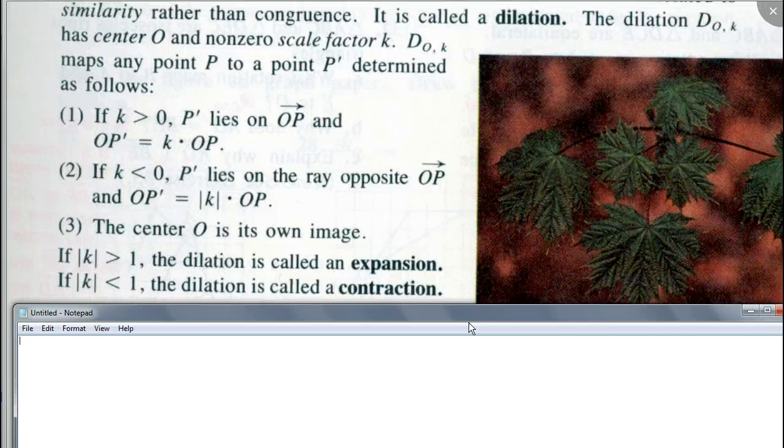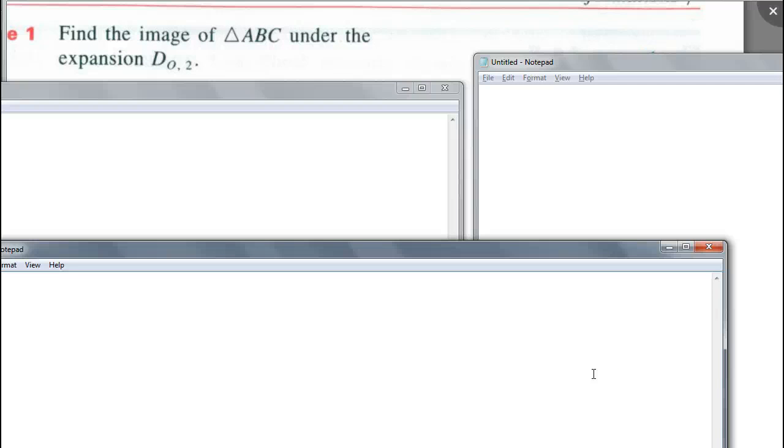And this dilation, let's do some examples. That will make more sense. Okay, so write this down for now, and then let's do some examples, okay? So let's do an example. Hopefully this will make it a lot more clear. You may not understand the definition 100%, but let's see whether we can follow the definition to do some examples here. So it says find the image of triangle ABC under expansion of D sub O comma 2. So we're going to dilate the points around O with a scale factor of 2.